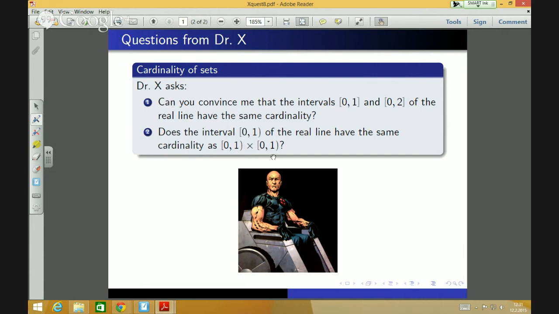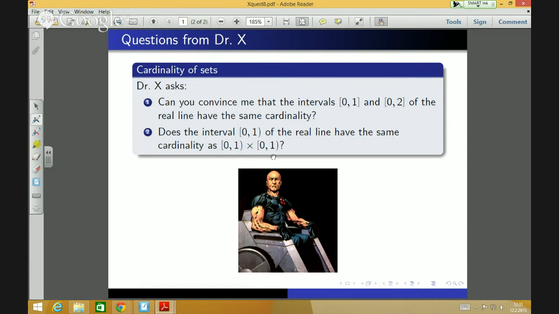Now, Dr. X wants to know whether these two sets have the same cardinality. So what do we need to do to show that these two sets have the same cardinality? Well, they have, actually. So I'm giving you the answer. It's positive, but we want to be convinced. We are like St. Thomas. He has to see to believe. So what is it that I need to see to believe that these two sets have the same cardinality? A bijection between the two sets.